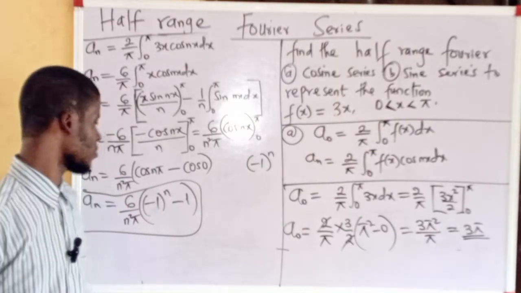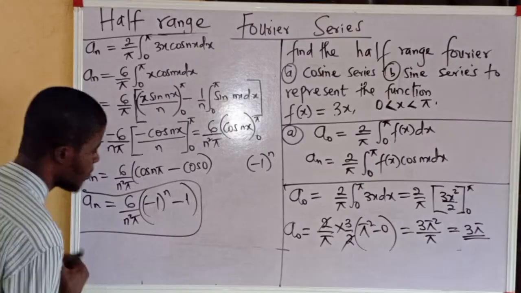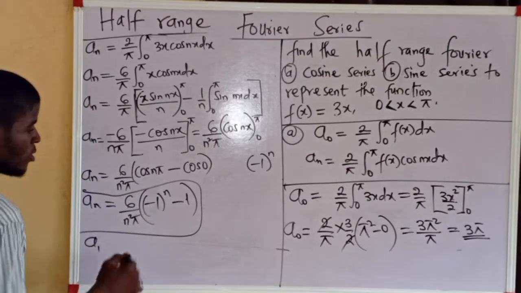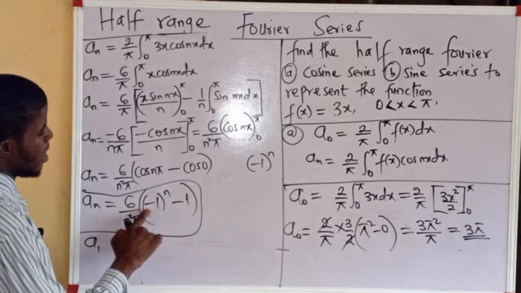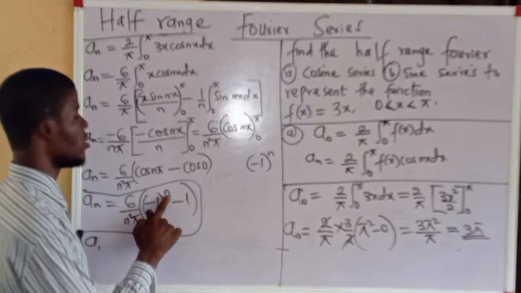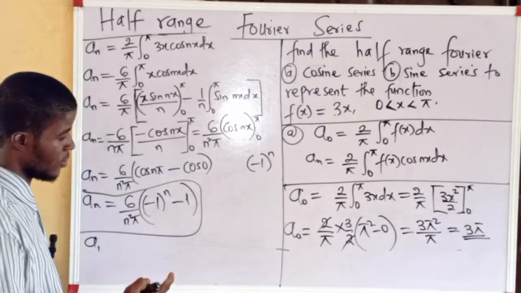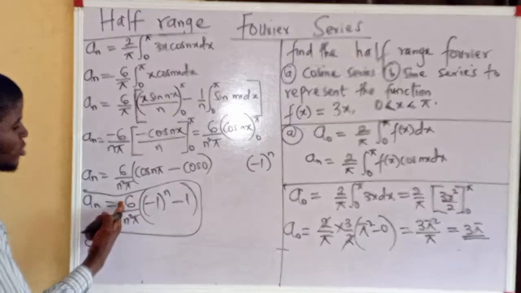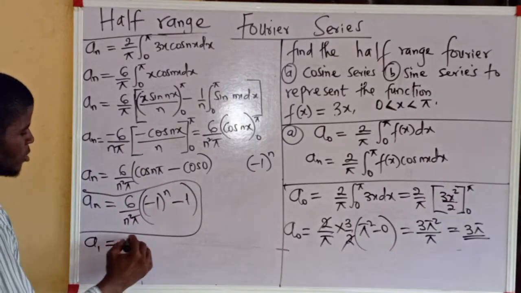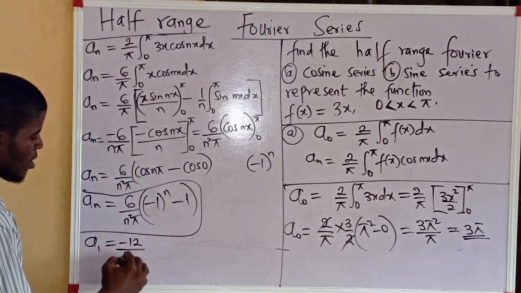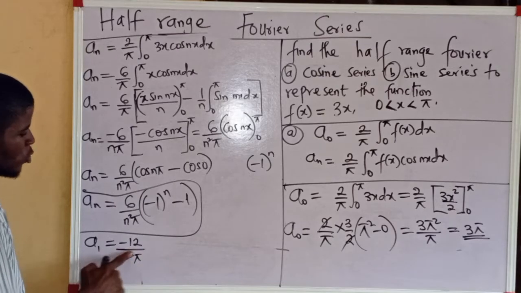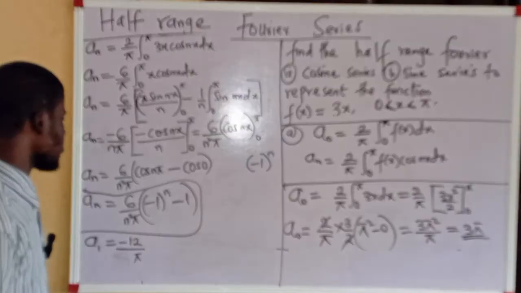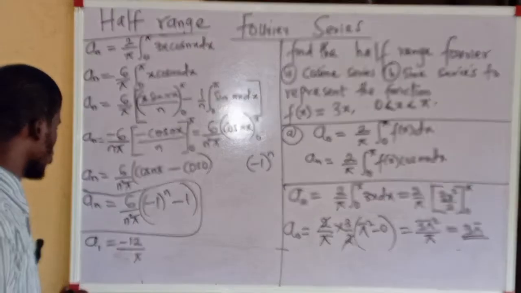So when n is equal to 1, what's a1? When n equal to 1, plug in 1 here. Minus 1 raised to the power 1 is minus 1. Okay? Minus 1 minus 1 is minus 2. So minus 2 times 6, that's what? Minus 12, then divided by n squared pi. Okay, n is 1, so divided by pi. Alright? What if n is equal to 2?